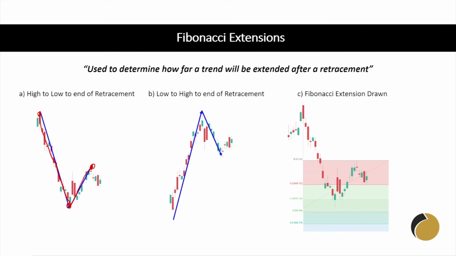Alternatively, the same can be said for an impulse move to the north with the start of the retracement drawn here, to the high here, and back to the retracement here. Once the Fibonacci extension is drawn, we again get the key Fibonacci numbers as mentioned and seen in the previous slides. For example, here is the 50% retracement and the 0.618 retracement. Again, this 0.618 level would represent a 61.8% extension of the initial impulsive move.